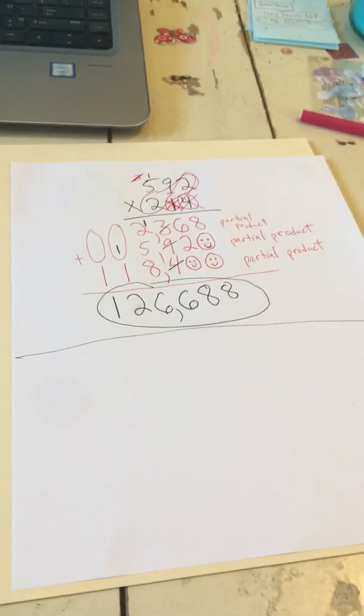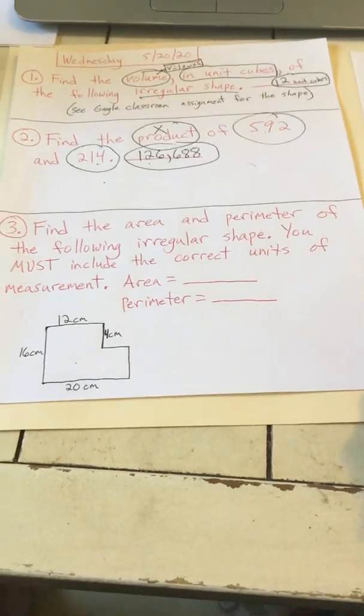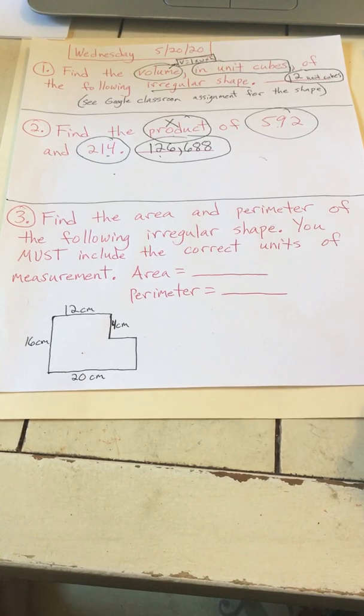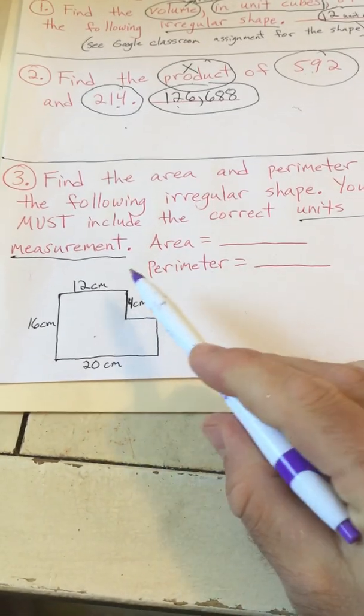Okay, if you got that, you're awesome. Give yourself some snaps. That was tough. Nice work. Okay, last one. Number 3, find the area and perimeter of the following irregular shape. You must include the correct units of measurement. So we got to make sure we put the units of measurement.